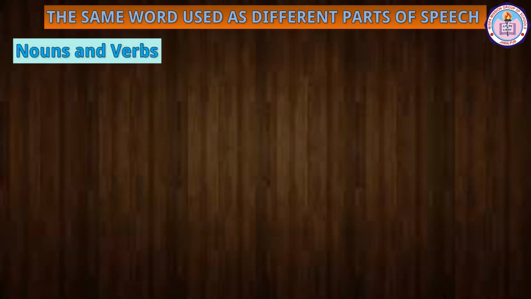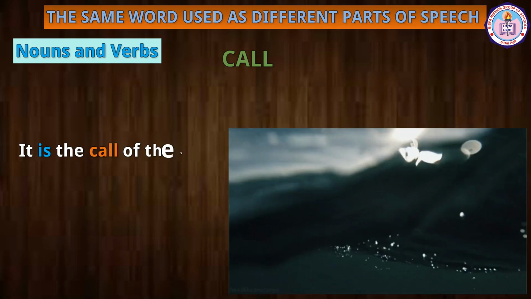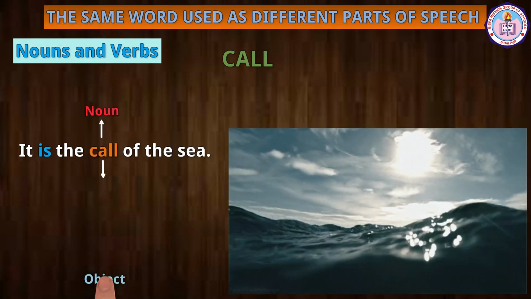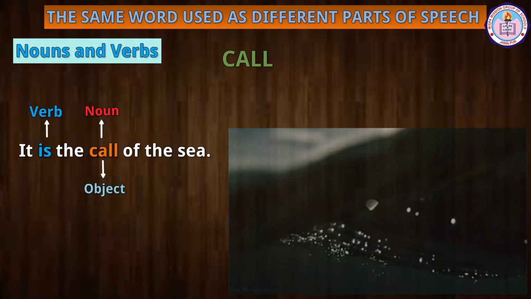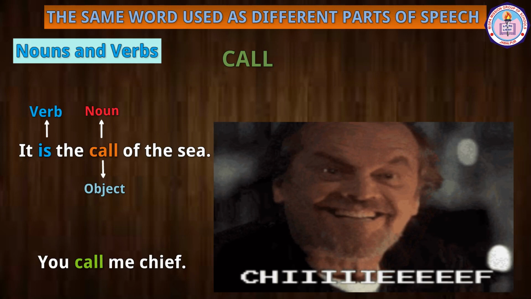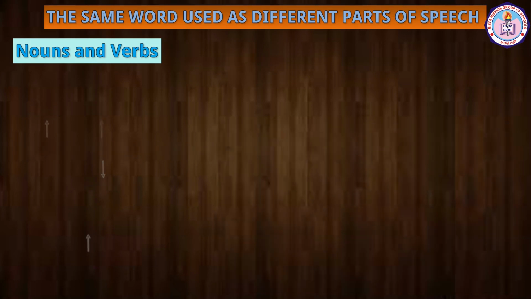Nouns and verbs. The following words can be used as nouns as well as verbs. Call. It is the call of the sea. Here, call is a noun acting as the part of an object of the verb is. You call me chief. Here, call is acting as a part of the verb in this sentence.